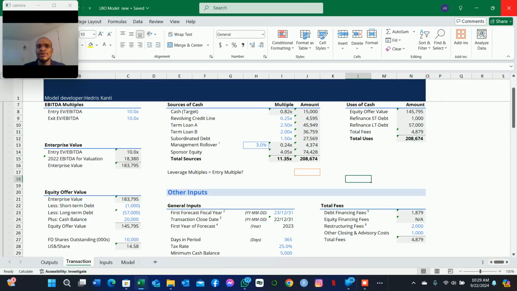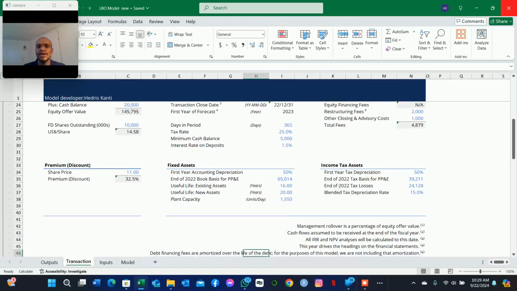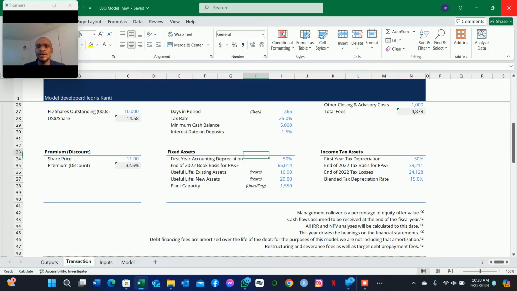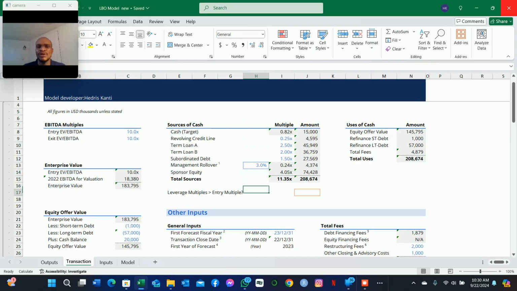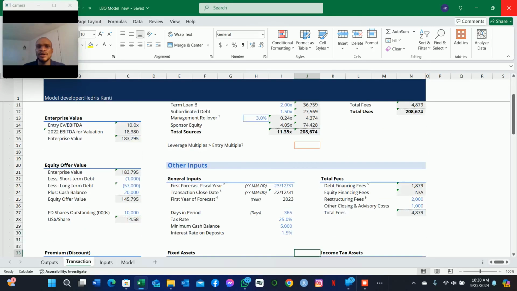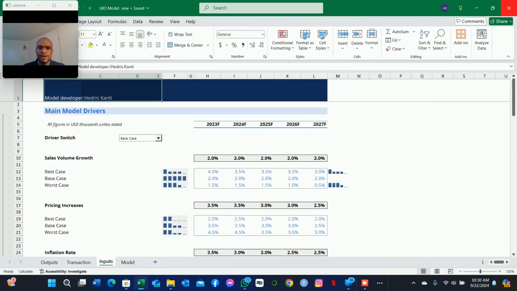So we have already that set up for us, and this is very, very important as we have done that already up to this point. So we are actually done with the transaction section, if not for these leverage multiples, which we will come back to do later on in the model. So now we are ready to project our financial statements going forward.